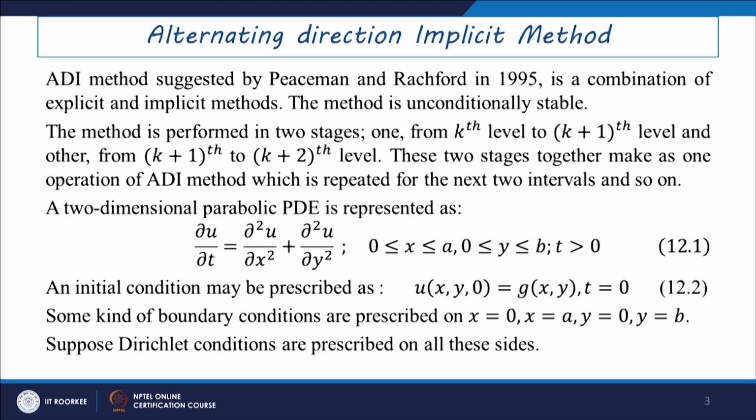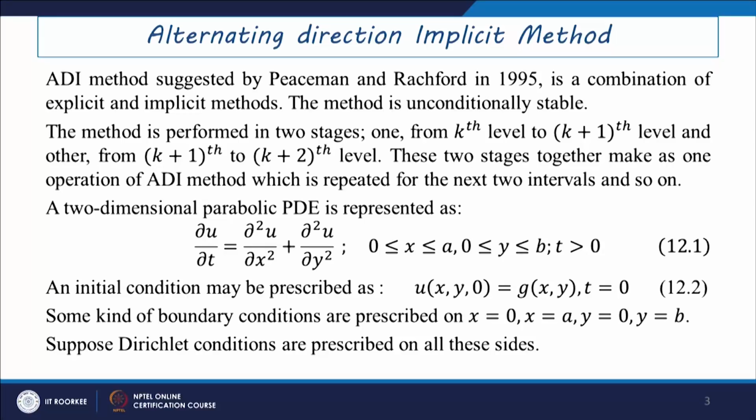The boundary conditions may be prescribed in the form u of x, y, 0 equals g of x, y at t equals 0, and some kind of boundary condition can be prescribed at x equals 0 and x equals a, y equals 0 and y equals b. We have discussed three types of boundary conditions that we apply for these partial differential equations. The first is the Dirichlet boundary condition, the second is the Neumann boundary condition, and the third is the mixed derivative condition. Suppose here Dirichlet conditions are prescribed at all these boundaries. This means that u equals some specified values, given along the boundaries.